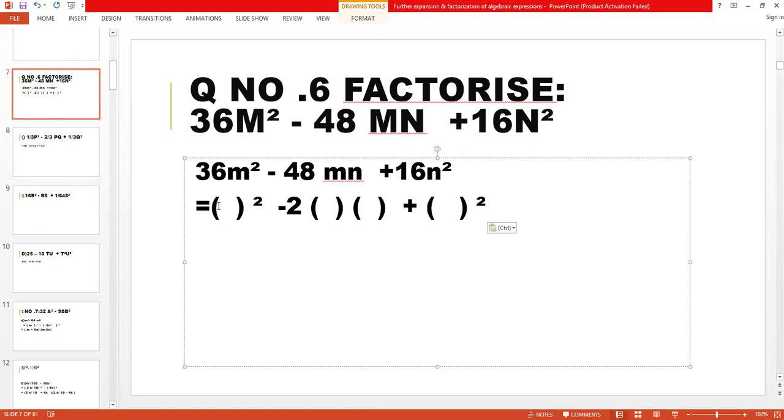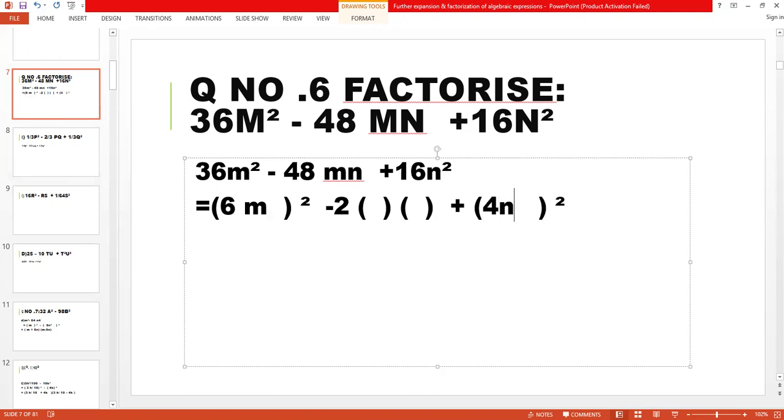But look here. 36. Which number do you have to multiply 2 times to get 36? 6 into 6 is 36. So you have to write 6, m into m is m square. So 6m is your first term. And 16. Which number do you have to multiply by the same number? So 4n. So the first term is 6m and the second term is 4n. So here you have to write the first term, that is 6m, and here you have to write the second term, that is 4n.